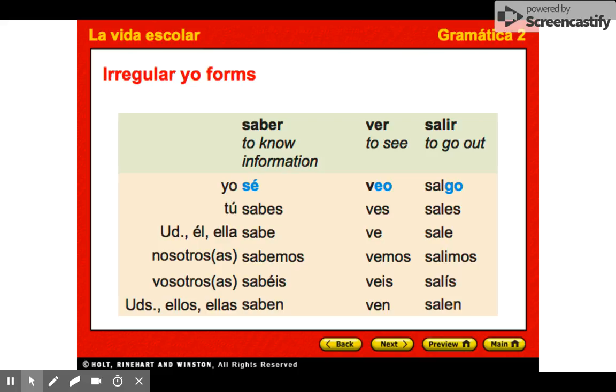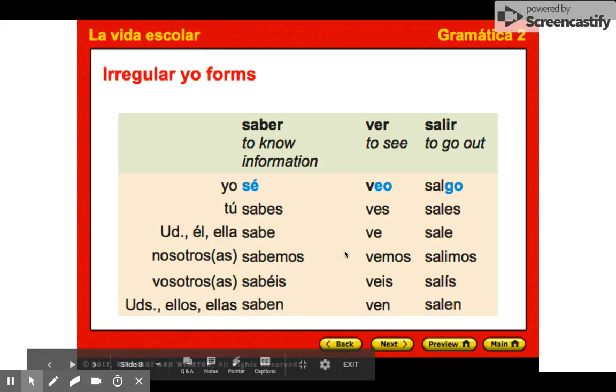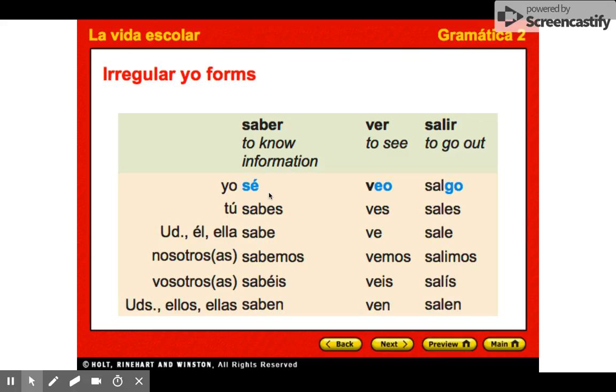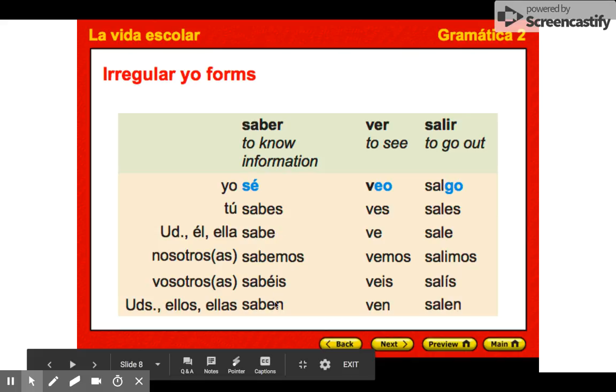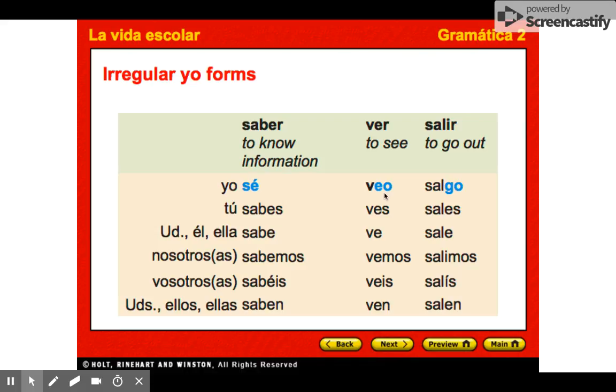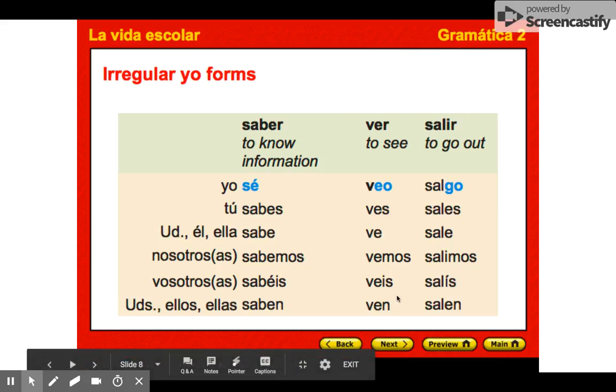These verbs, same idea, have some irregular yo forms again. Saber, which means to know. You would say yo sé, I know, or no sé, I don't know. But the rest of these forms, ES, E, EMOS, EN, follow the rules. Ver, same thing, yo veo, I see. So it's not yo vo, it's yo veo. But the rest of these follow the rules.